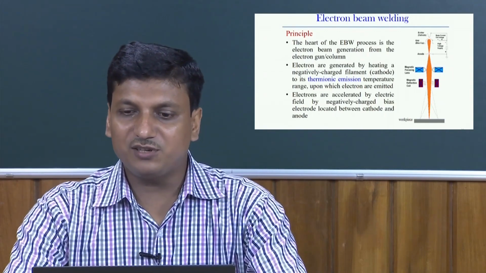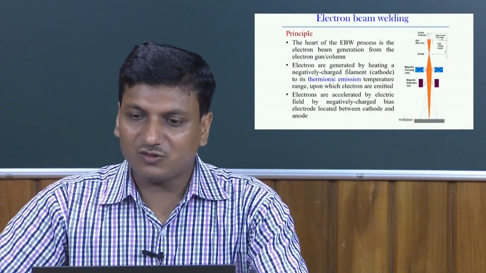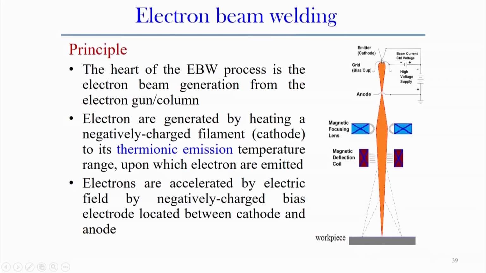Now, the next step is that once we create the electron emission, the electrons are accelerated by the electric field of a negatively charged bias electrode, because the bias electrode helps to accelerate the emitted electrons, and that bias is present between the cathode and anode.